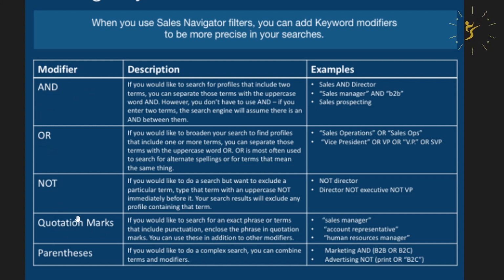Now I'll go over one little thing real quick. I'm not going to get too into this because you can get kind of advanced with this. There's something called Boolean search. This is what it looks like. When you use Sales Navigator filters, you can add keyword modifiers to be more precise in your searches. Here are the Boolean parameters or modifiers that you can add. You can do and, or, not, quotation marks, like I told you, or parentheses.